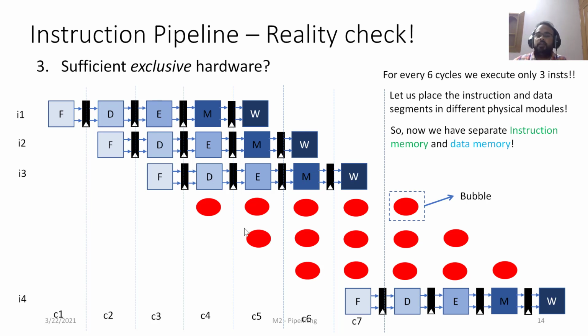What happens with that is, in cycle 4 we are going to access the data memory to load or store the data. In the same cycle we are going to contact the instruction memory to fetch the instruction. So because there are two physical modules, there is no conflict there. So we are able to get better performance.